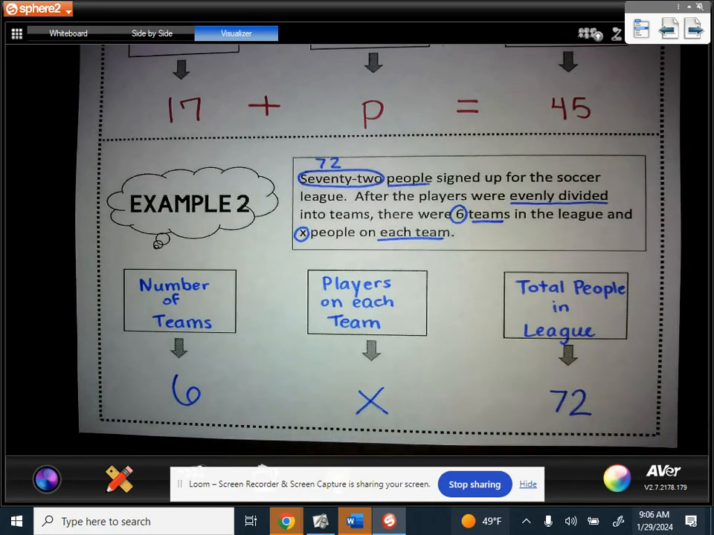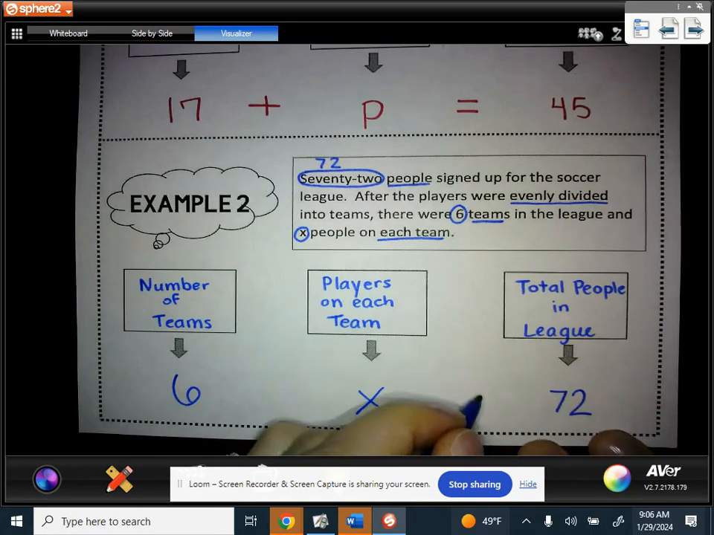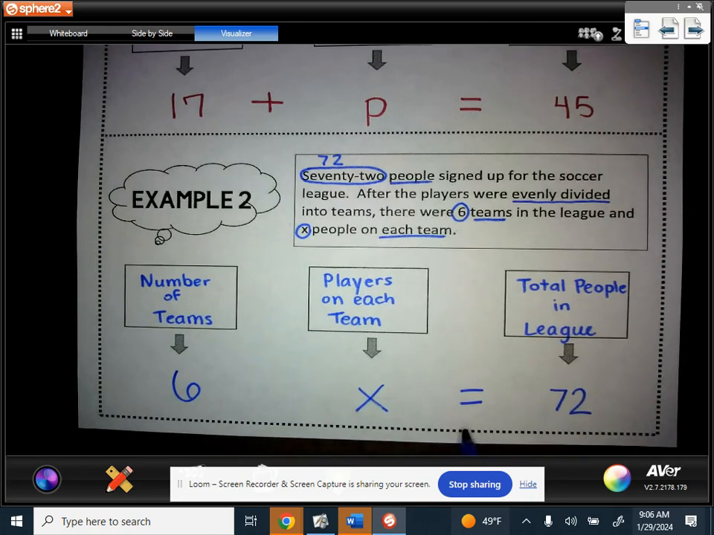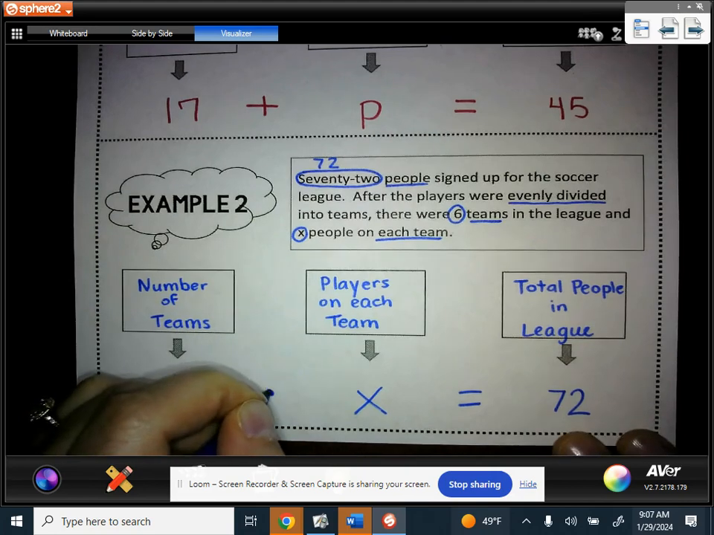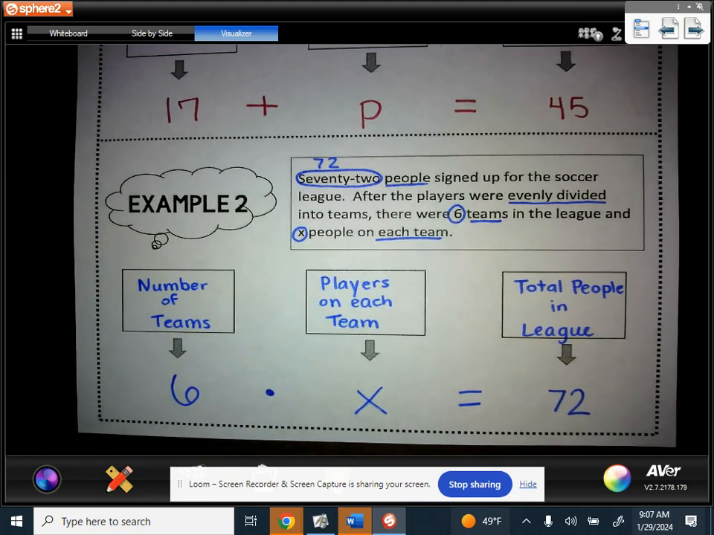in the whole league. And again, because that's our total, our equal sign is going to go there because whatever we're doing, it's going to be equal to that total. So again, people see evenly divided and they think that they should pick a division equation, but what we're going to want to do is multiply the number of teams times the number of players on each team. That's going to give us the total number of people in the league.